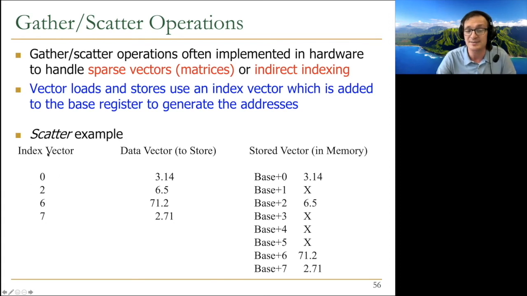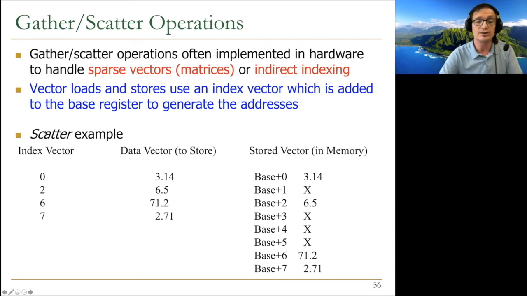Basically, you take the index vector and add the indices to the base memory address in consecutive cycles, and take each data element to do the store. And this is the resulting stored vector in memory.